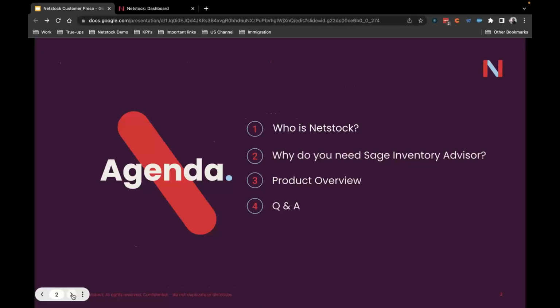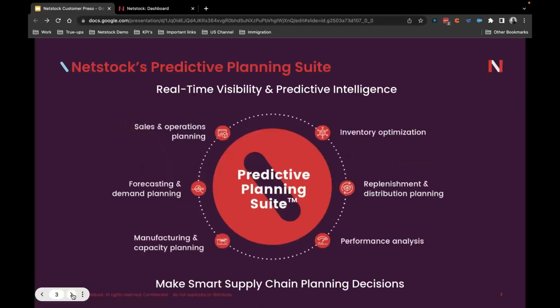Let's talk a little bit about Netstock and who we are. So Netstock is a business that supplies a predictive planning suite of applications focused on supply chain planning. And the idea is to give customers with an ERP real-time visibility and predictive intelligence with that data that's coming out of the Sage ERP system. And the idea behind that is to help customers make better supply chain planning decisions in this very disruptive supply chain environment that we all find ourselves in.